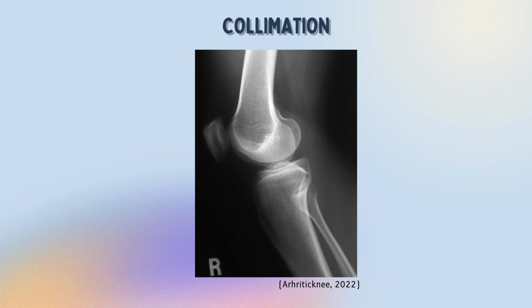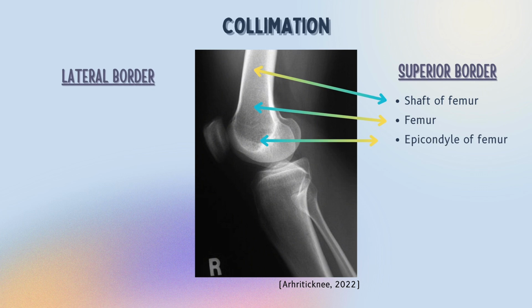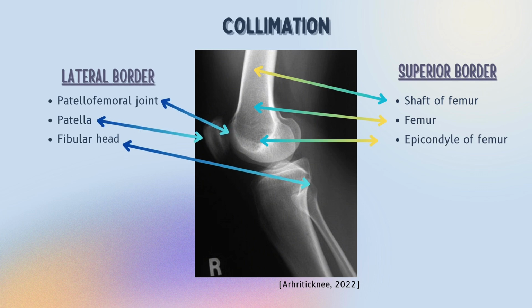Firstly, let us look at the superior border. At the superior border, structures that should be included are the shaft of the femur, and, lastly, the epicondyle of the femur. Next, let us look at the lateral border. At the lateral border, structures that should be included are the patellofemoral joint, the patella, and, lastly, the fibular head.